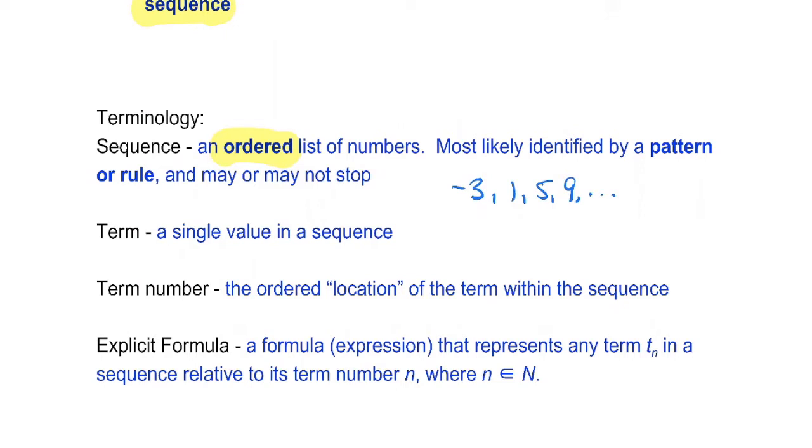The term number is sort of where it is in that sequence. So what we call the order location of the sequence. So for example, the term number of -3 is 1. The term number of 1 is 2 because it's the second number in the sequence. Likewise, the term number of 5 is 3 because it's the third number in the sequence. And the term number of 9 is 4.